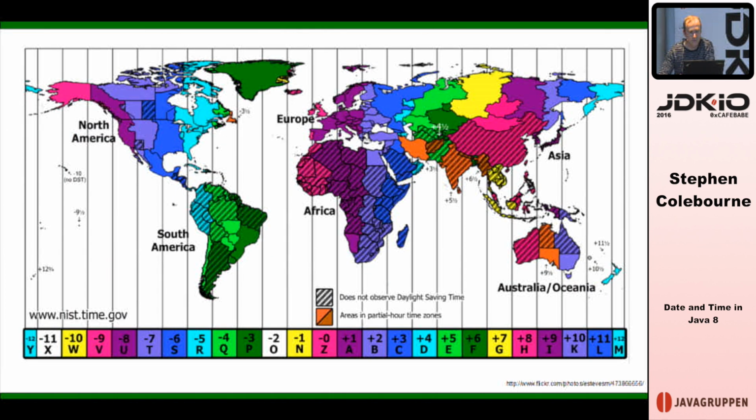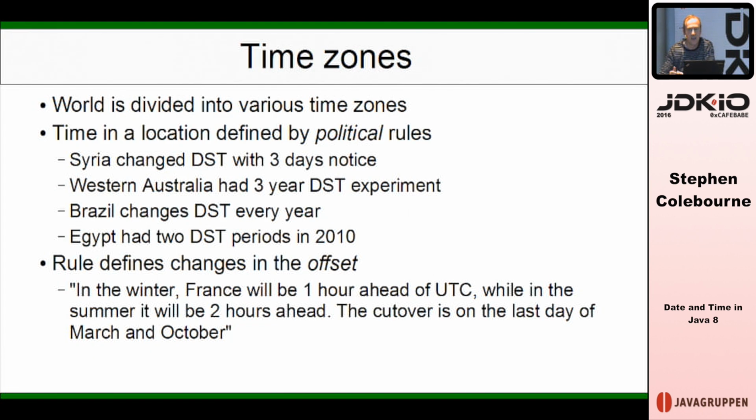Time zones, yes, well, happy days. Time zones. Yes, the whole of France and Spain, they should all be using 0, not +1 on their time zones, if you look at the map there. So, the world is divided into time zones, and time and location is defined by political rules. These are politics. These are to do with people in power imposing their will on the people and enjoying imposing their will on the people.